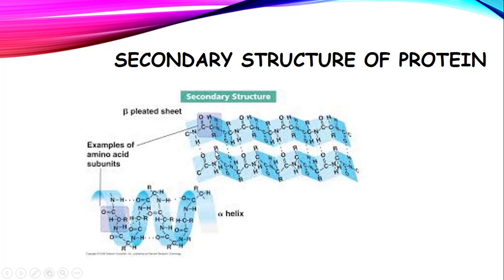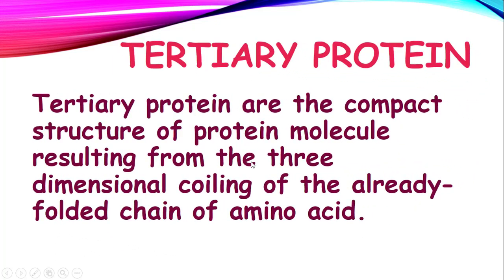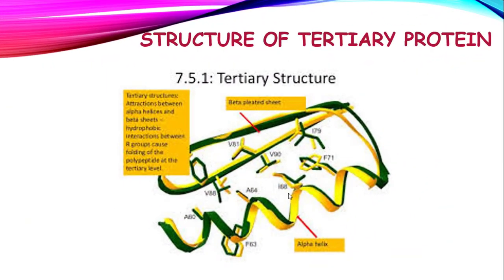Alpha helix and beta pleated sheet, these two types of protein structure are said to be the secondary structure of protein or secondary proteins. Now we are going to study tertiary protein. Tertiary structure is the compact structure of a protein molecule resulting from the three-dimensional coiling of the already folded chain of amino acids.